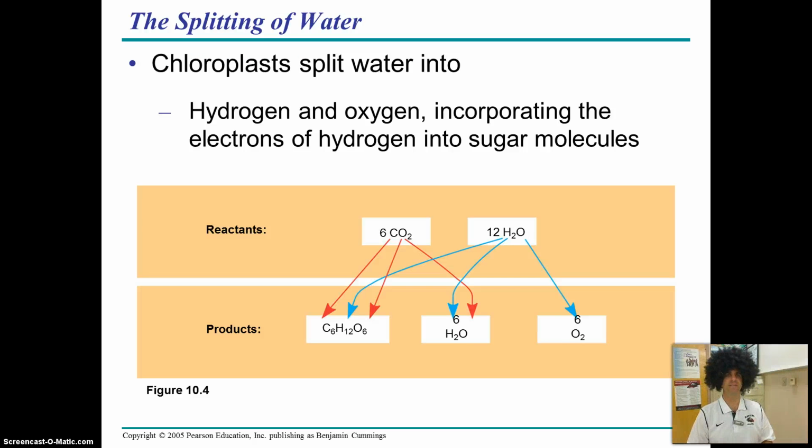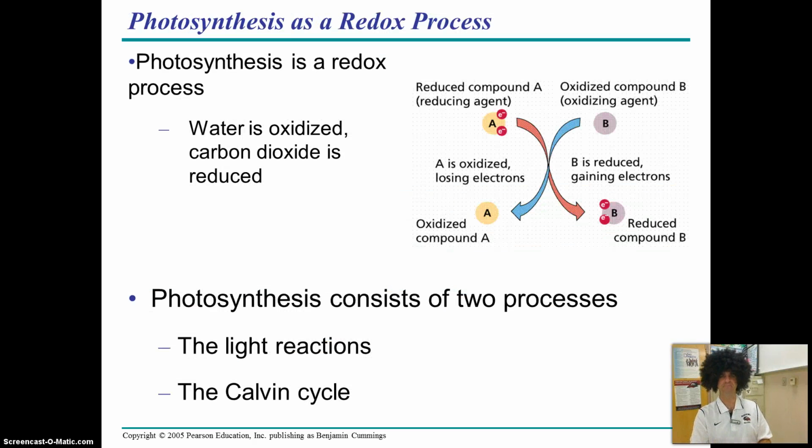Chloroplasts are involved in redox reactions like we saw in the mitochondria. Here we see where the hydrogens and oxygens are getting moved to and so on as water gets split. Yes, water gets split. Pretty amazing, huh? So water gets oxidized and carbon dioxide gets reduced. Again, the thing that gets reduced is gaining electrons, and the thing that gets oxidized is losing those electrons.